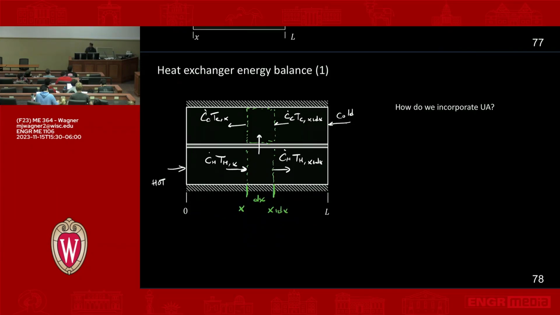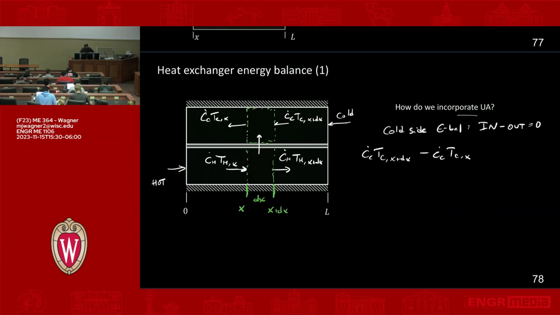So here I say, how do we incorporate UA? All right, well, this is all getting to that. So doing the cold side energy balance, we have two coupled control volumes, so we have to do two control volume analyses. That's going to look like this. It's just in minus out equals 0. So coming in, we have C dot C, TC at x plus dx. Leaving, we have C dot C, TC at x.